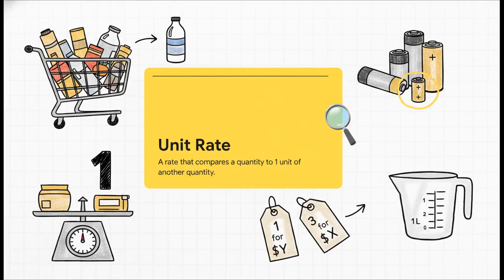And the absolute king of all rates, the one you want to know, is the unit rate. This is our secret weapon for smart shopping. It levels the playing field completely by telling us the cost for exactly one of something. 1 liter, 1 ounce, 1 can. It's the only way to make a truly fair comparison between different sizes.